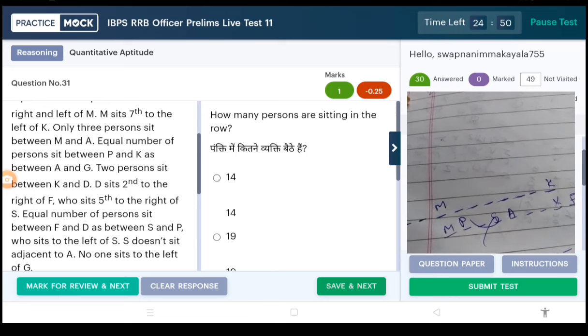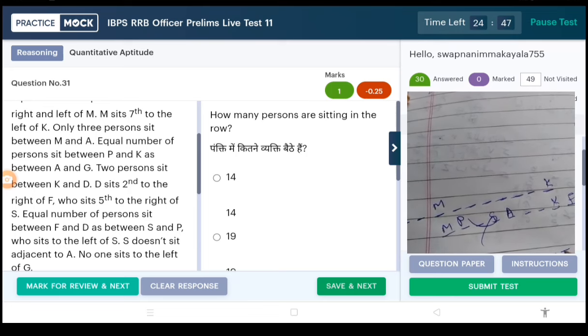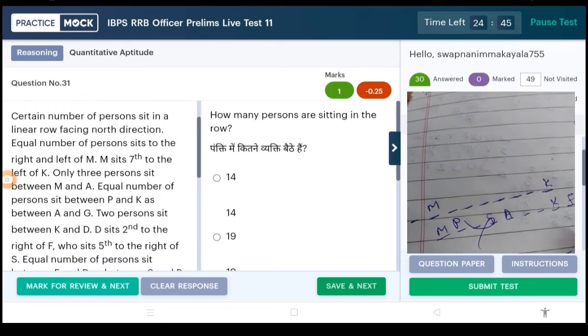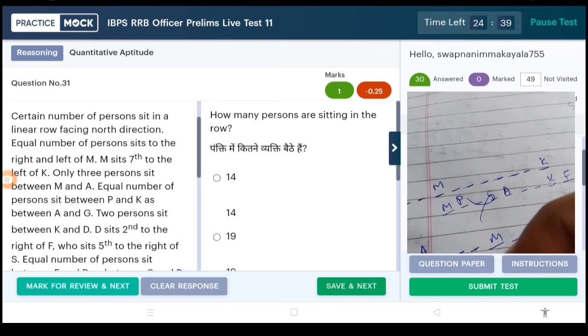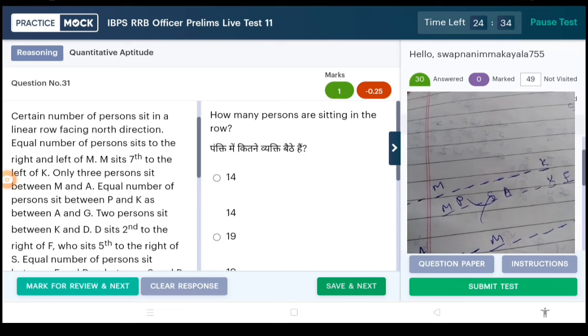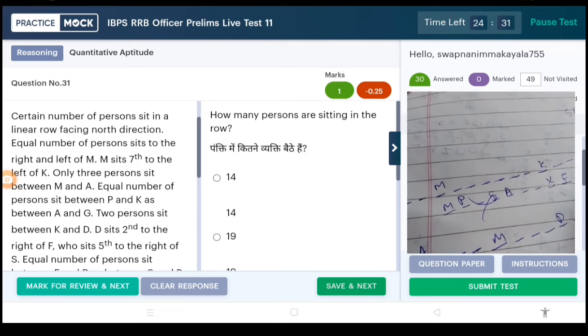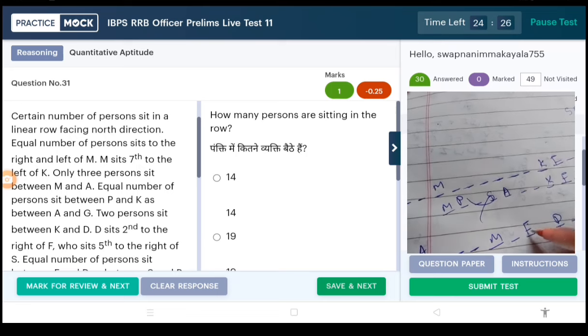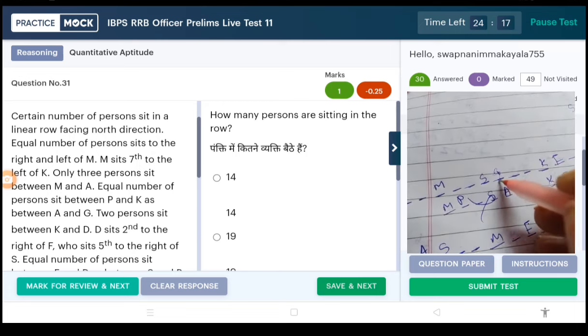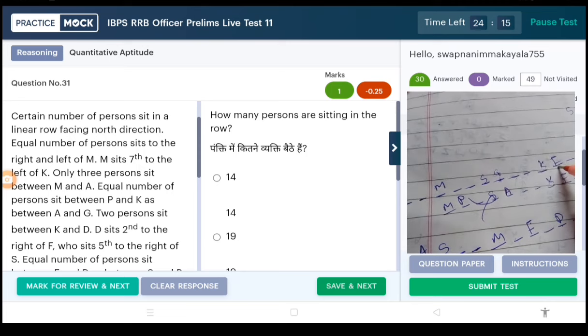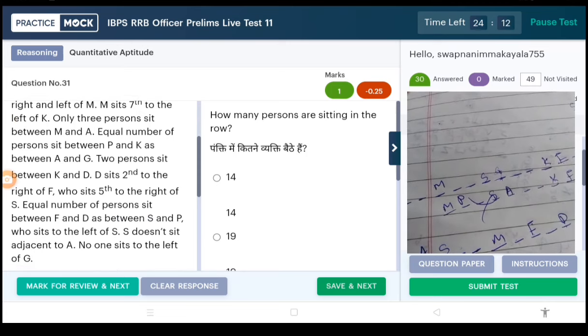Three, four, five, six, seven. The three persons between the M and A. P and K, and two persons between them. D is second to the right of F. F is fifth to the right of S. One, two, three, four, five. F and D.